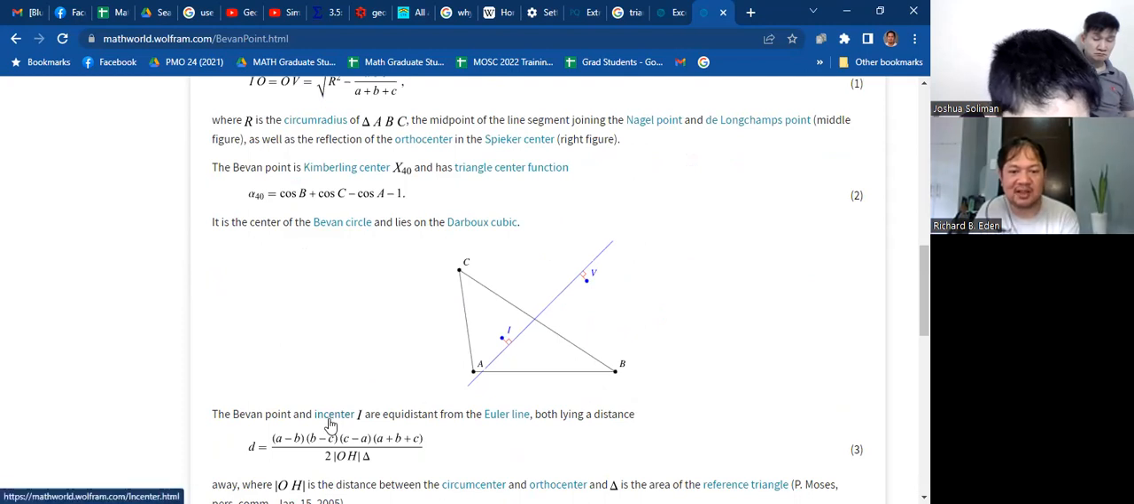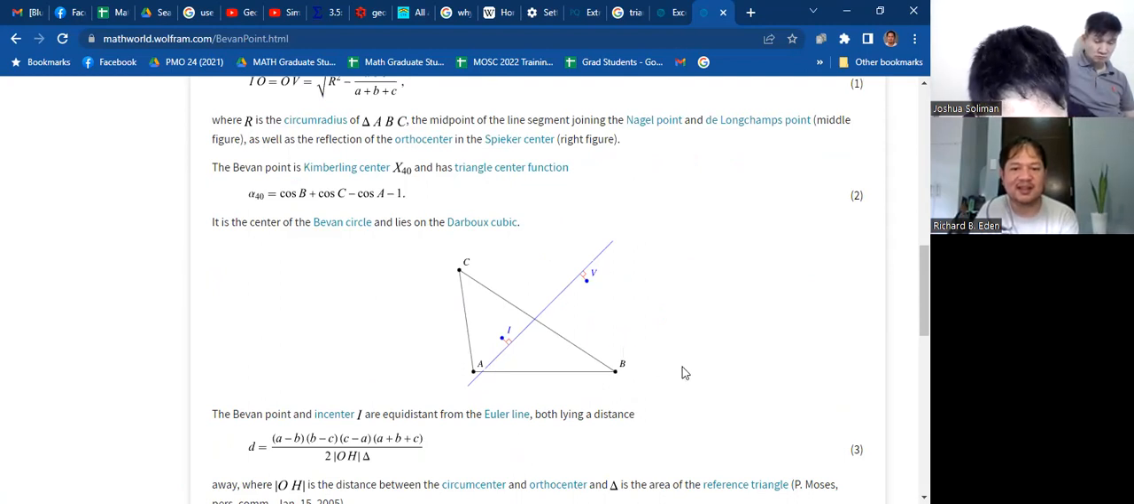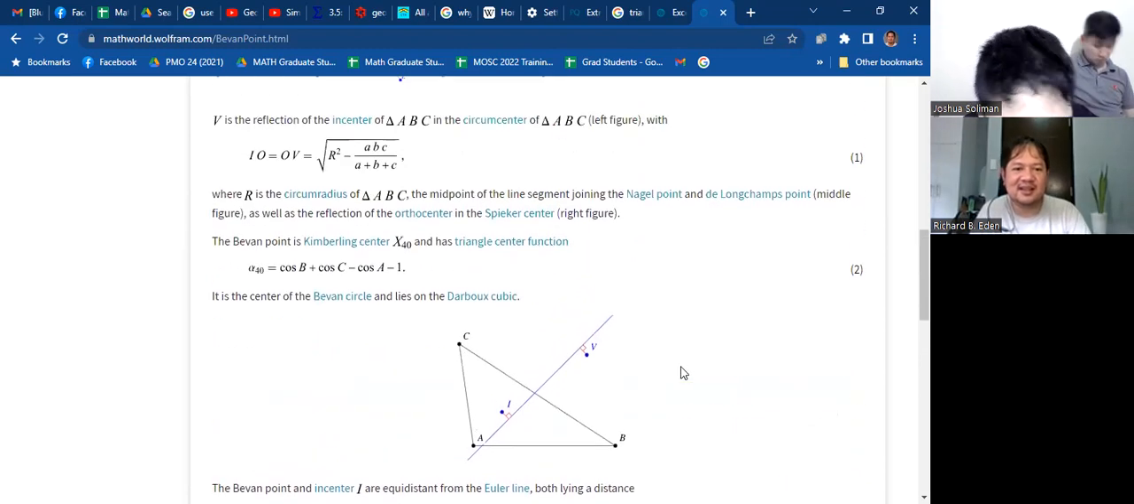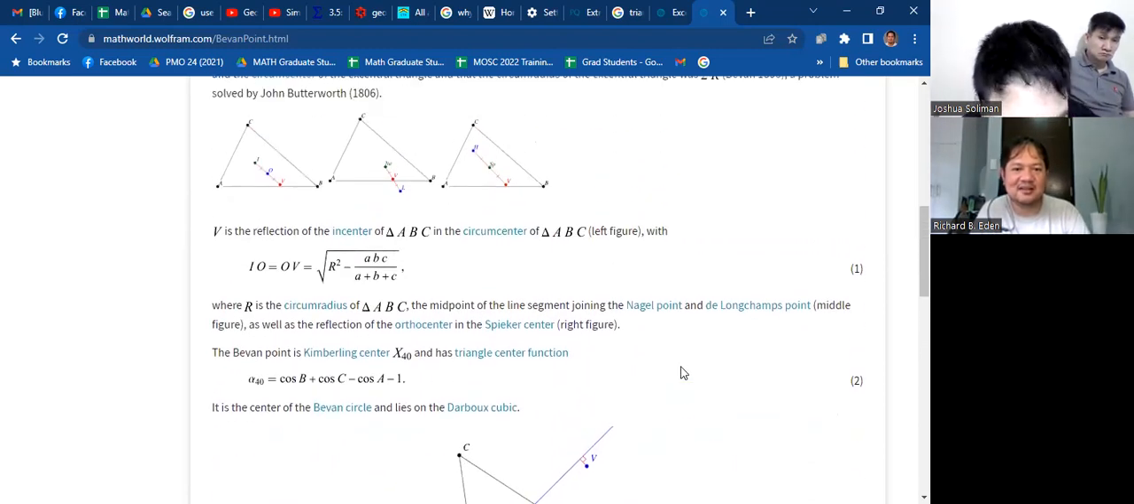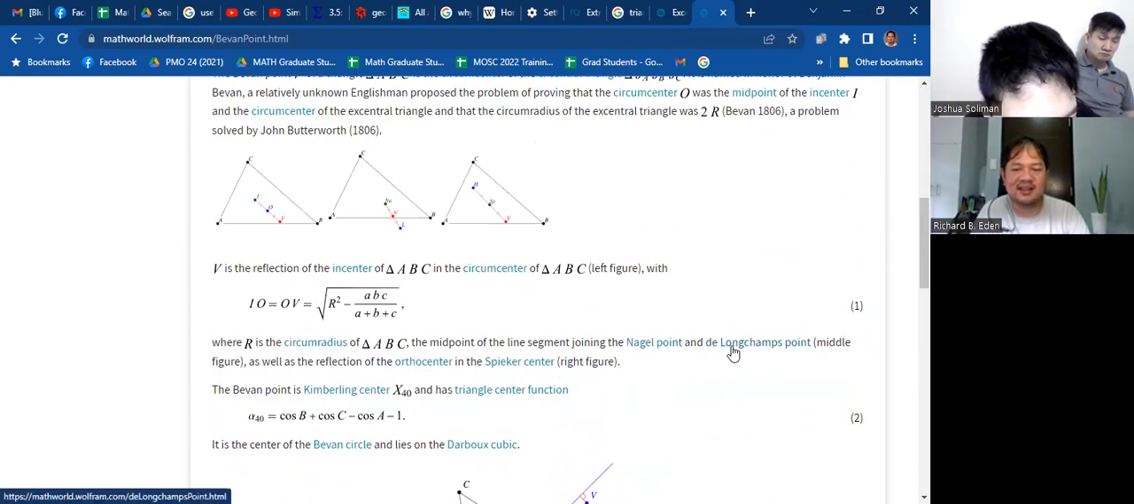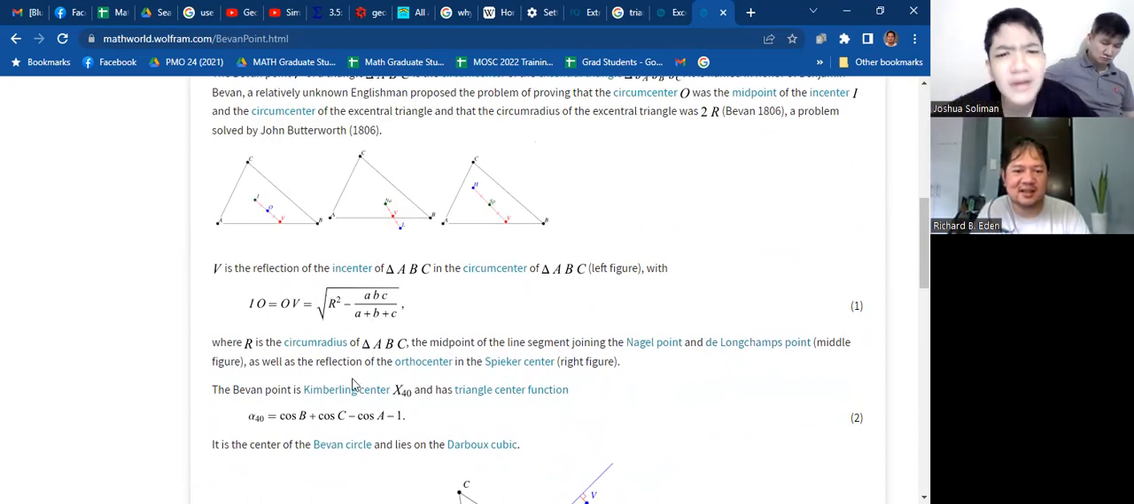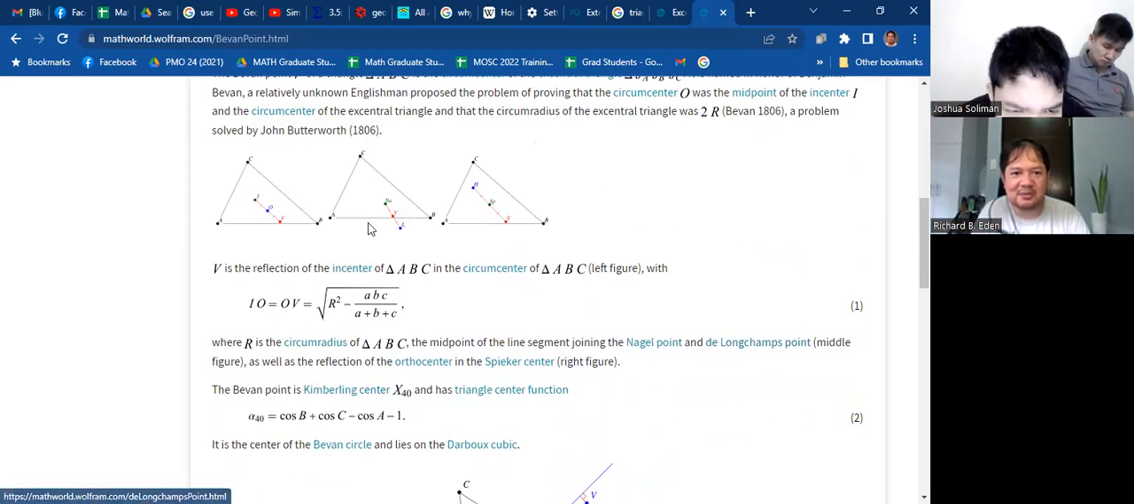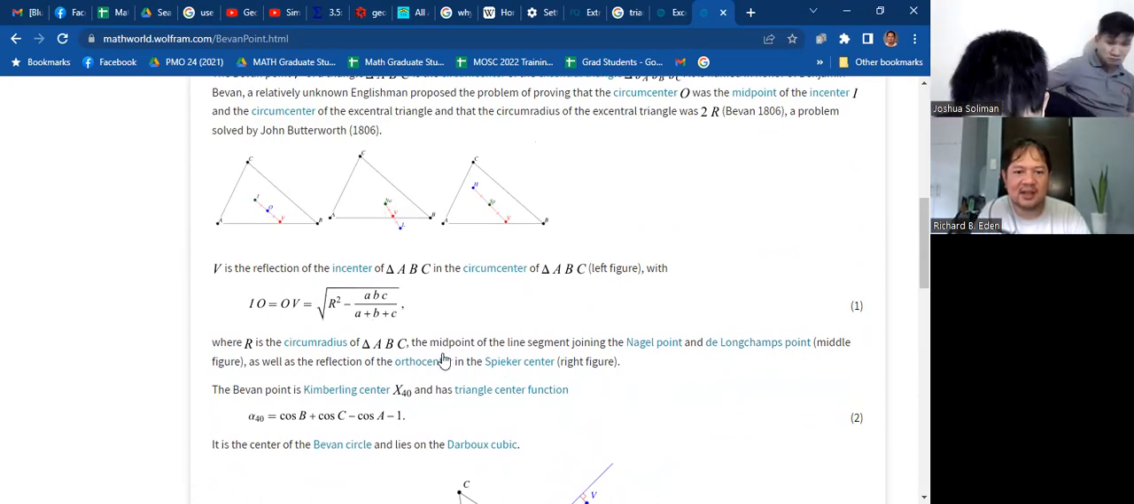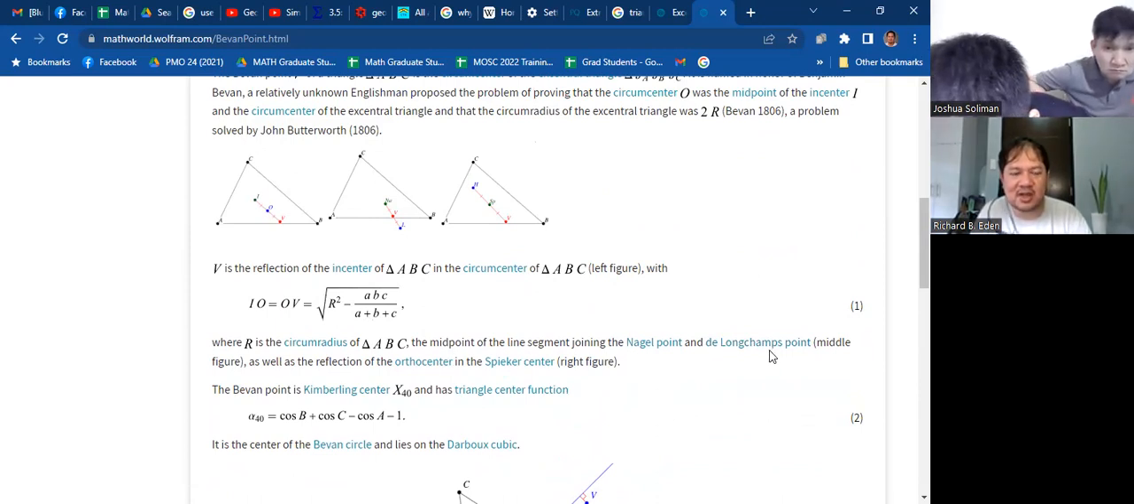The Bevan point and the incenter I are equidistant from the Euler line. The Bevan point is the midpoint of the line segment connecting the Nagel point and the Longchamps point. The Longchamps point is, I think, related to the orthocenter and the circumcenter. So the midpoint of the line segment joining the Nagel point and the Longchamps point.